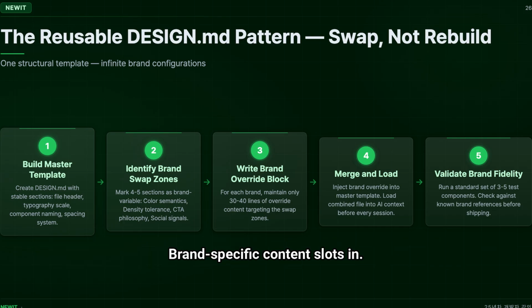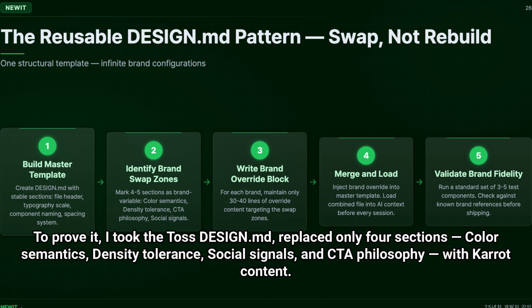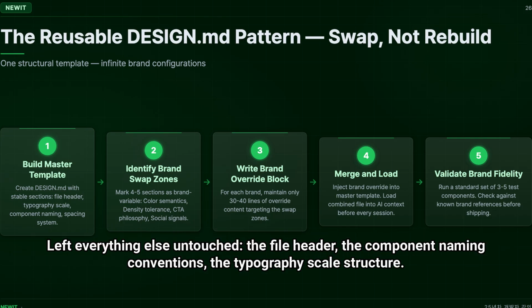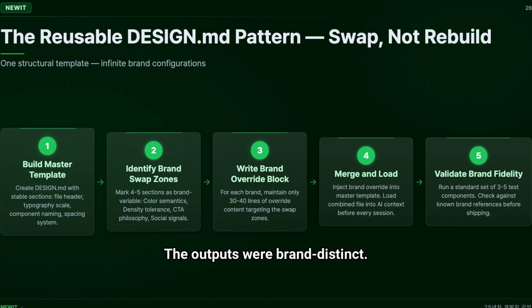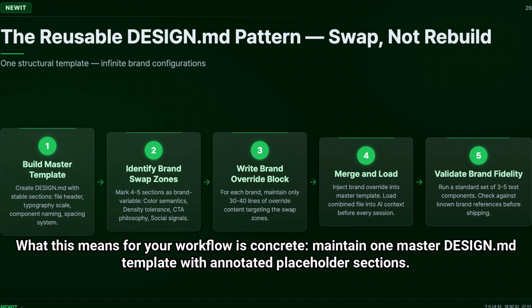Brand-specific content slots in. To prove it, I took the TOS DESIGN.md and replaced only 4 sections, color semantics, density tolerance, social signals, and CTA philosophy, with Karrot Hunt. Everything else untouched, the file header, the component name conventions, the typography scale structure. Then I ran the same component generation prompt through Claude Code twice. The outputs were brand distinct. The template held.